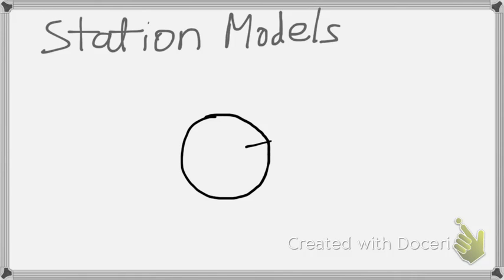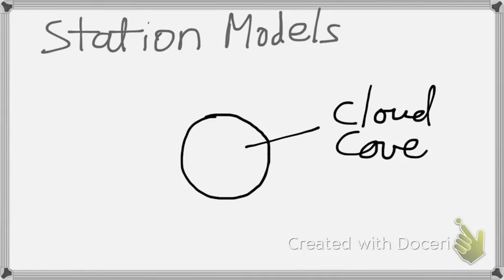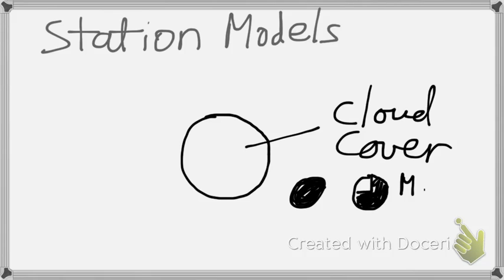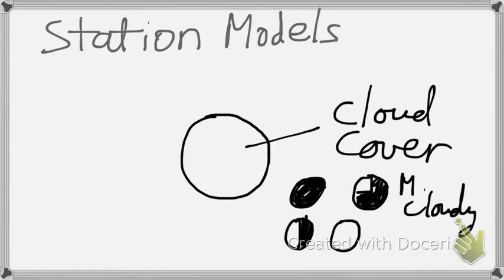Inside the circle is cloud cover. If you have a circle that's fully covered, that means cloudy skies or overcast. If you have a circle that is 3/4 filled in, that means mostly cloudy. Sometimes people will describe it differently. If you have it half filled or a quarter filled, you can just describe that as partly cloudy.